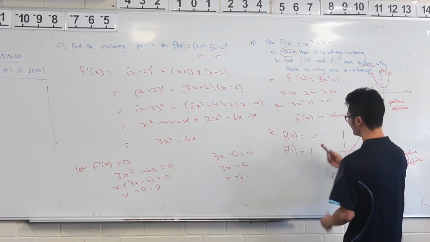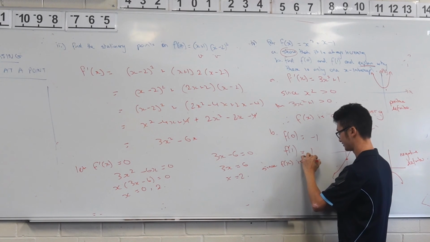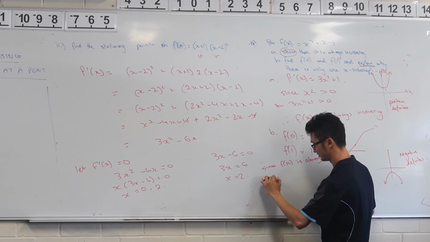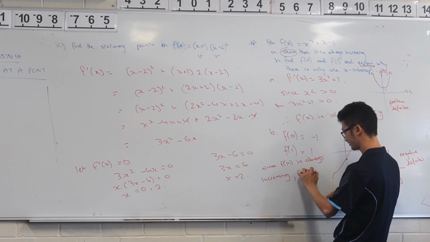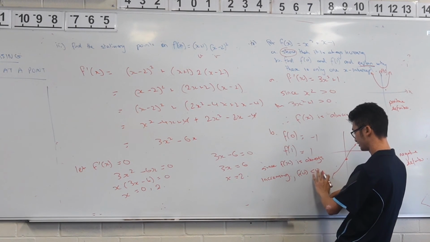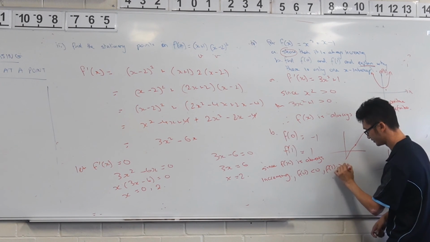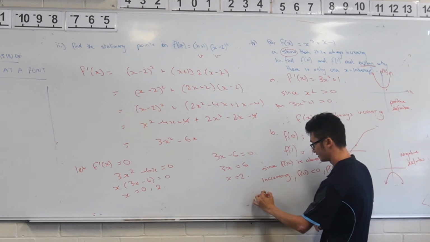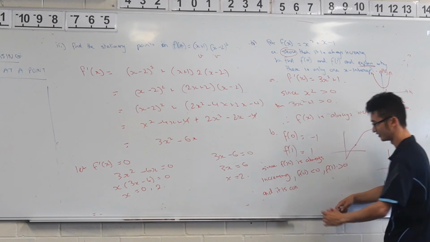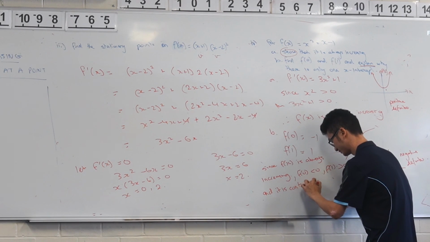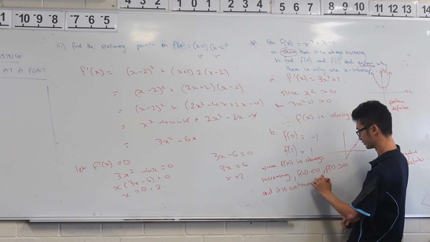So you could say, since f of x is always increasing, f of 0 is negative or less than 0, f of 1 is positive or greater than 0, and here's the most important part, and it is continuous, so there's no breaks or anything. Then it only has one x-intercept.